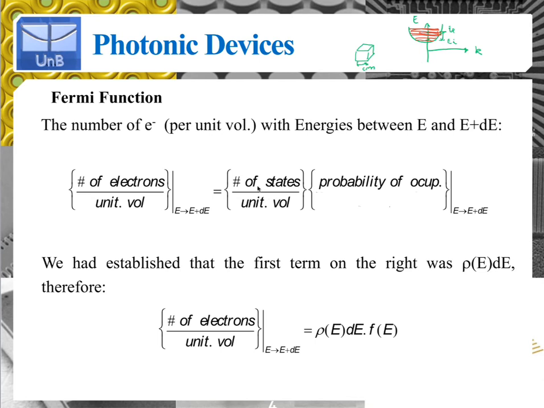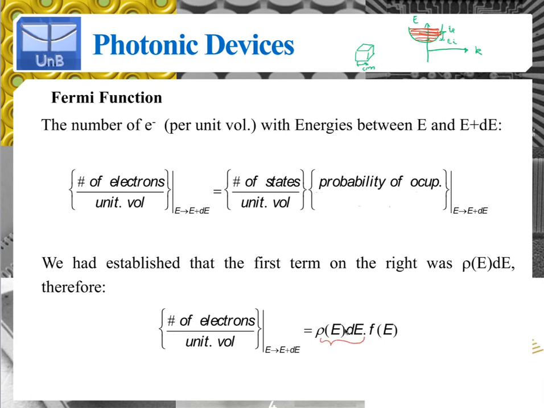But that's not all there is. If there's a large number of states, but the probability of occupation of those states is very small, there isn't going to be a large chance that there are a lot of electrons within that range. The total number of electrons within that range is also going to be directly proportional to the probability of occupation within that same range. In our previous lecture, we had established that this term right here, the number of states per unit volume per unit energy, if we want to know the number of states with energies between E and E plus dE, this was by definition this quantity right here, okay?